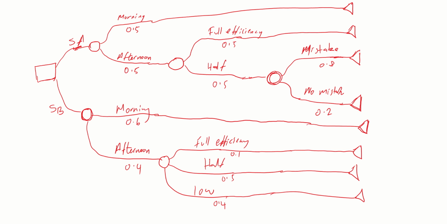I can actually label these chance nodes. So I've got one here. That one would be the same because I've got morning and afternoon as well coming out of it. Full efficiency, half efficiency, that would be the second one. That's the third sort of type, because here in the third type I've got low efficiency as well for subcontractor B, and then I have the fourth one at the end over here.